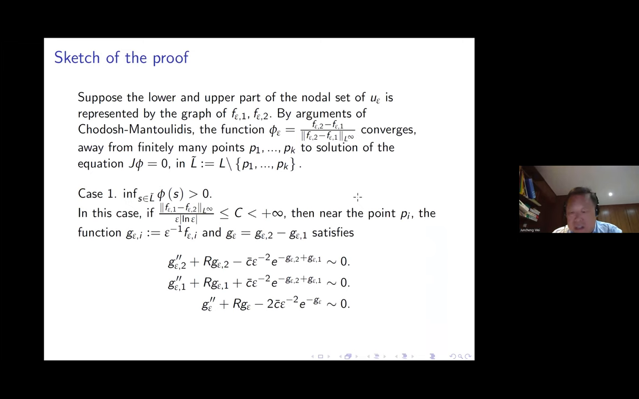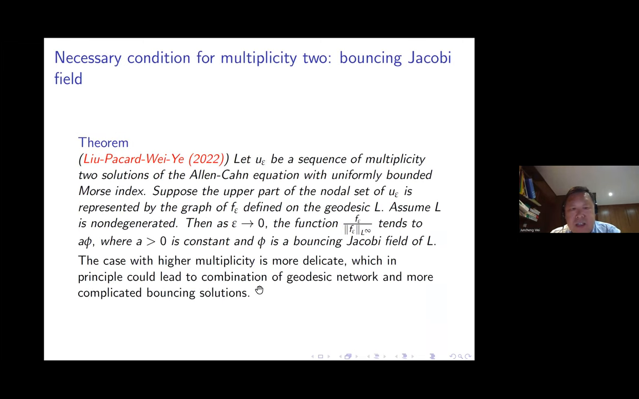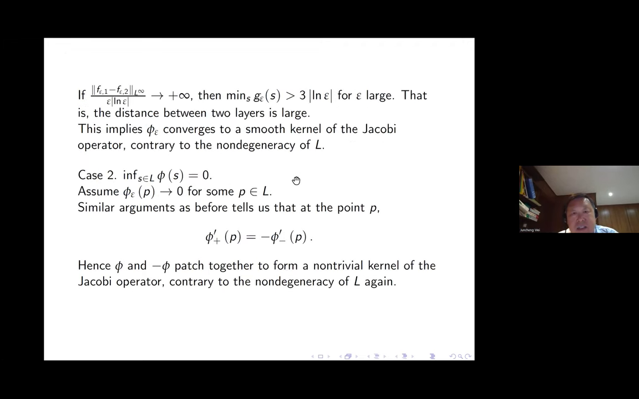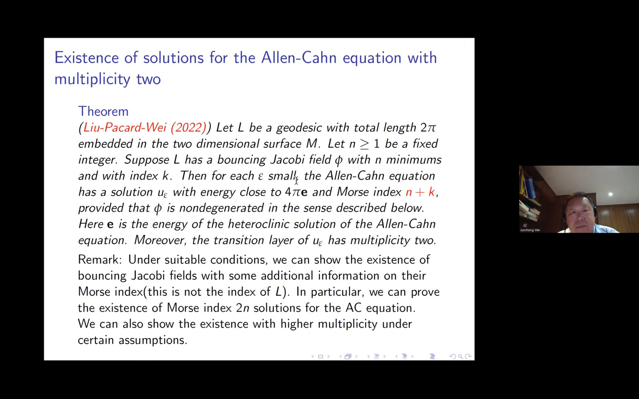In fact, the proof of this result is quite complicated. What you show is that the normalized equation will solve a Jacobi field equation with a point singularity on the right hand side, and this point singularity must be all the same. Okay? So this is the necessary condition for the Bunsen Jacobi field.